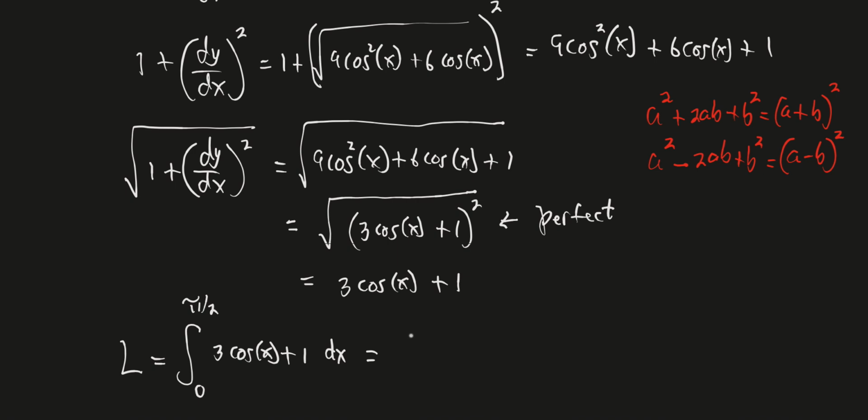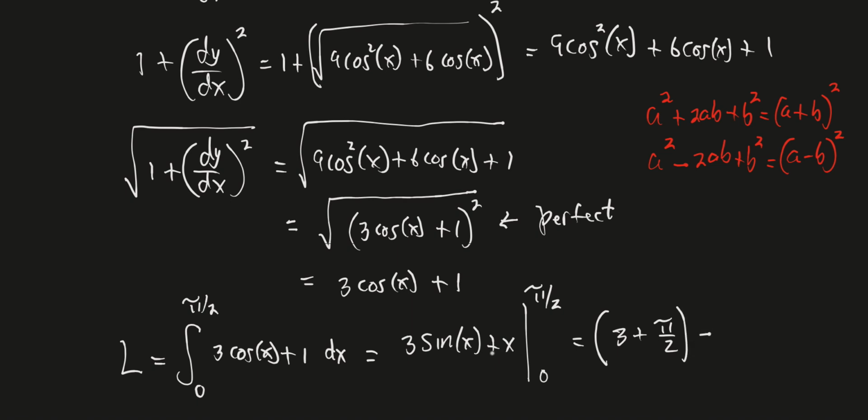So the arc length is this. The antiderivative of 3 cosine x is 3 sine x. The antiderivative of 1 is x. And then we evaluate at 0 and at pi over 2. So at the upper limit, 3 times the sine of pi over 2, which is 1, so we'll have 3 plus pi over 2. And then at the lower limit, both terms evaluate to 0. We'll have 0 plus 0. So the arc length of this curve is pi over 2 plus 3.